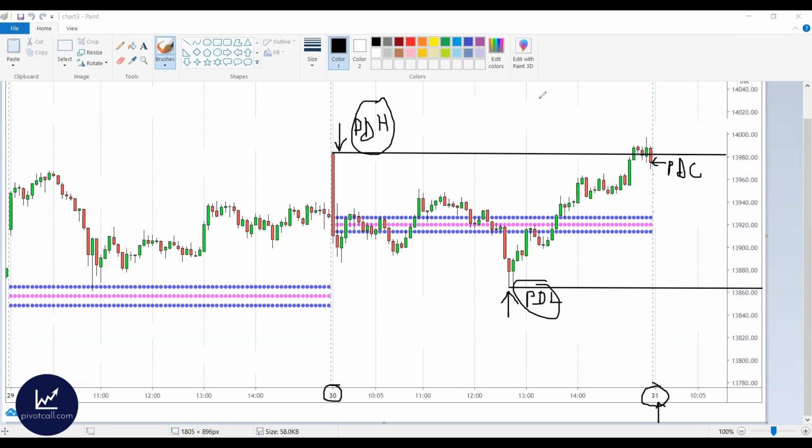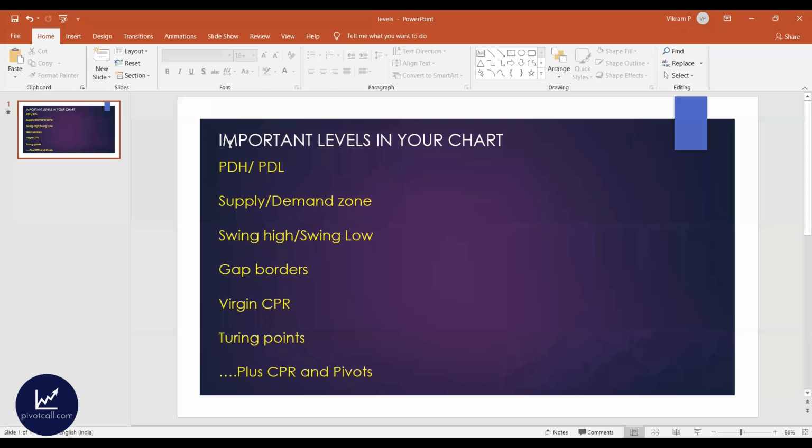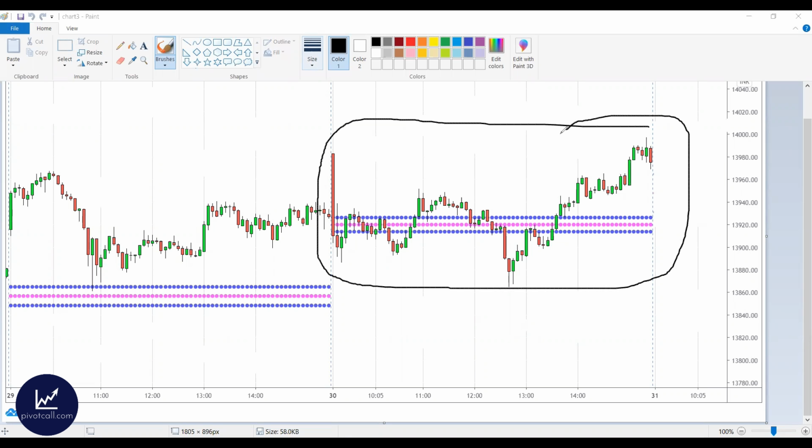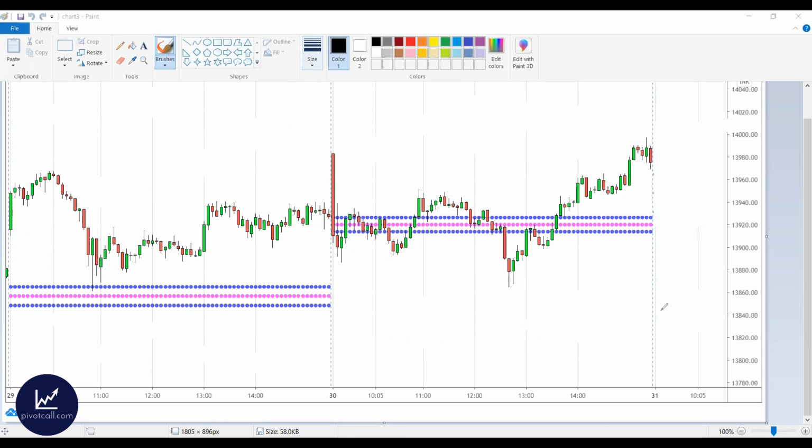Next, the most important thing you should know about is the supply and demand zone. You should know how to mark supply and demand zones, and that is what I will show you now, how I mark it on my chart. Now let us go back to the same chart. Can you tell me where is the supply and where is the demand zone on 30th December, so that you can mark it on 31st December?